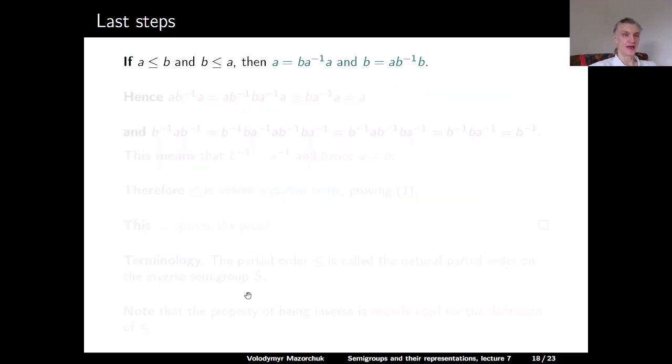Next, if we have A is less than or equal to B, and B is less than or equal to A, then we have that A is equal to B A inverse A, and B is equal to A B inverse B. So this implies that A B inverse A is equal to A B inverse B A inverse A, which is equal to B times A inverse A, and this is equal to A.